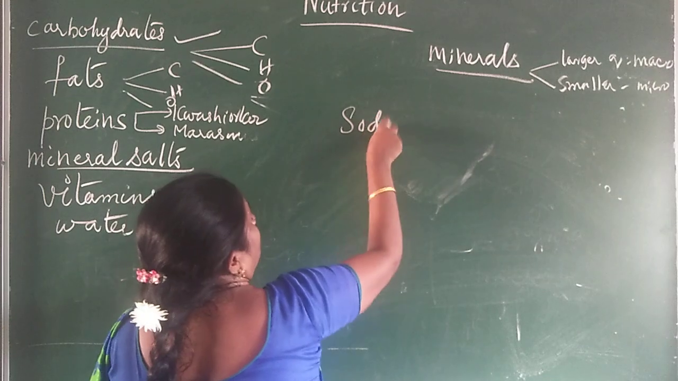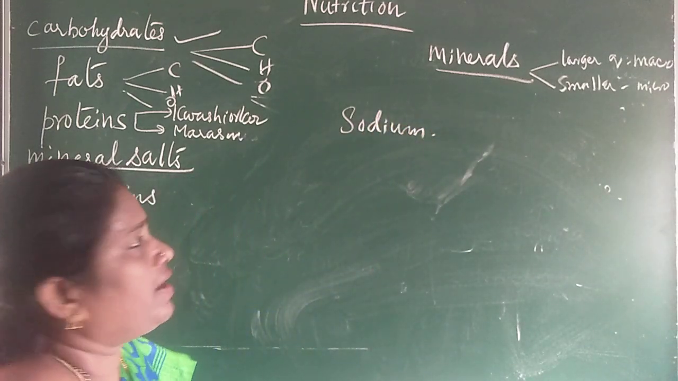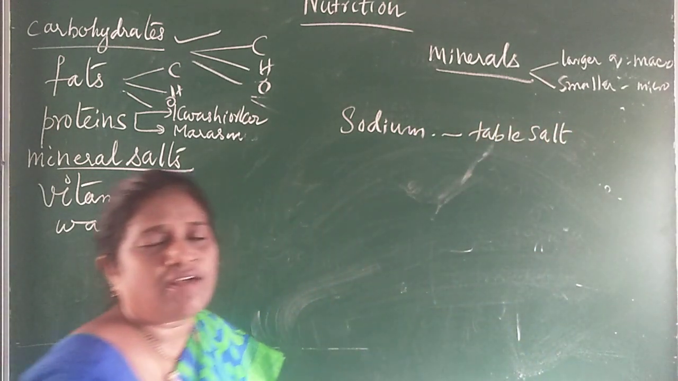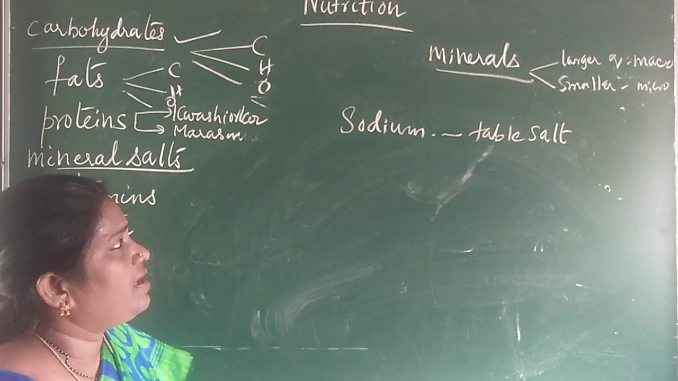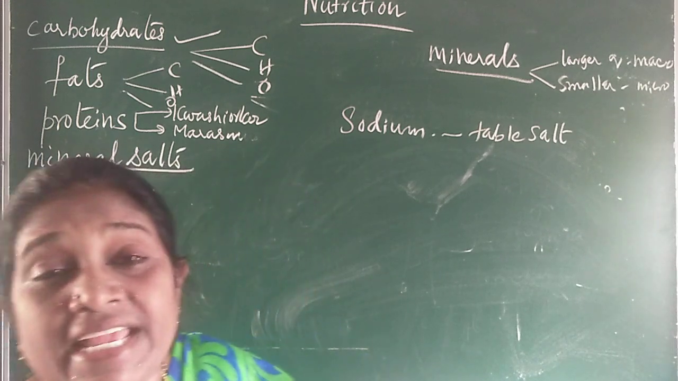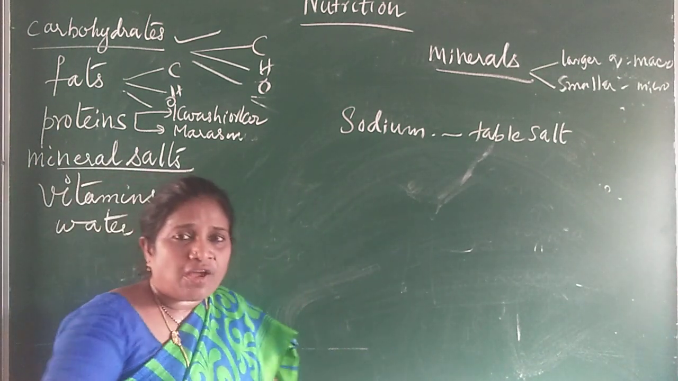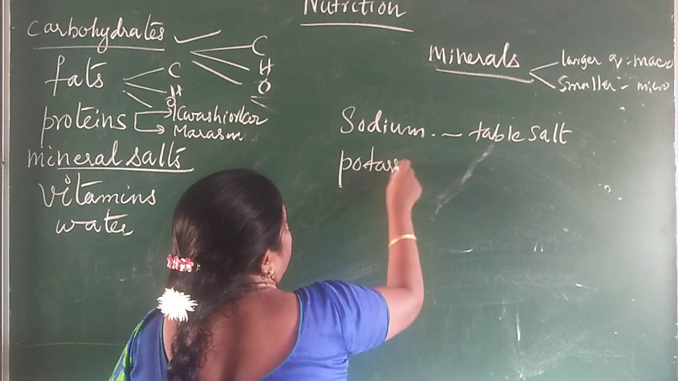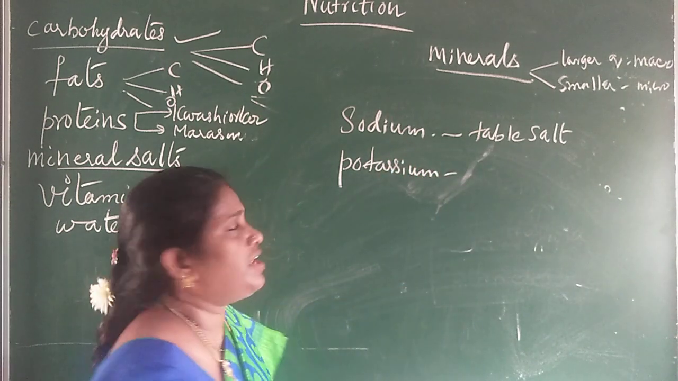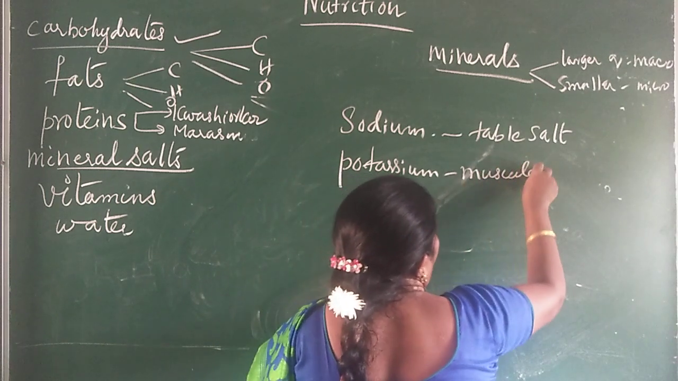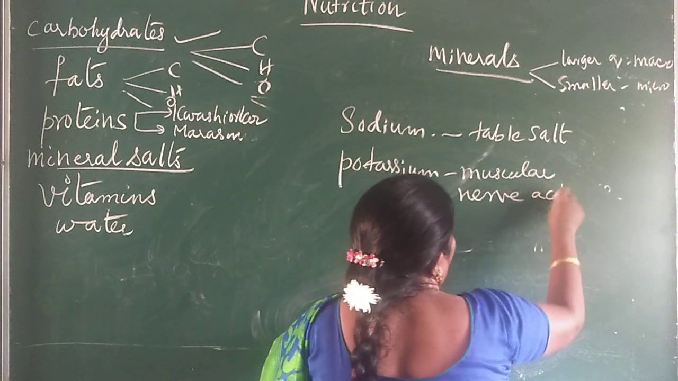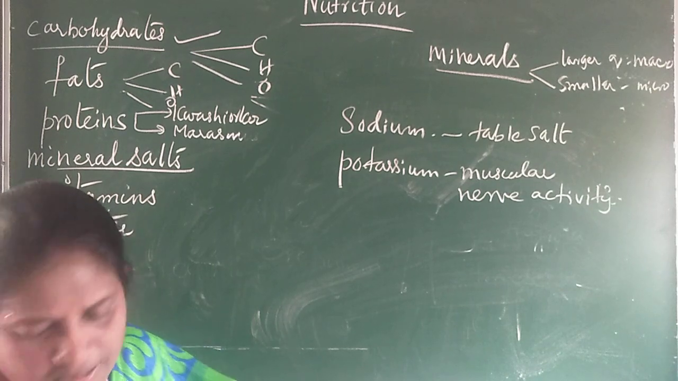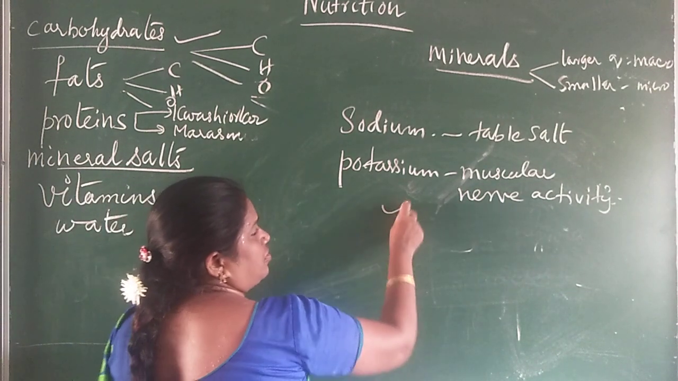Now next important is sodium. Sodium again is found in table salt. Along with sodium you also have chlorine ions. Table salt, sodium chloride, is very important for maintaining acid-base equilibrium, maintaining ionic balance in our body. Okay. Then next is potassium. Potassium is very important for muscular and nerve activity. Okay, and especially conduction of impulses.